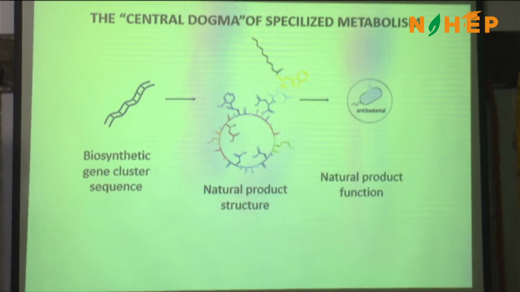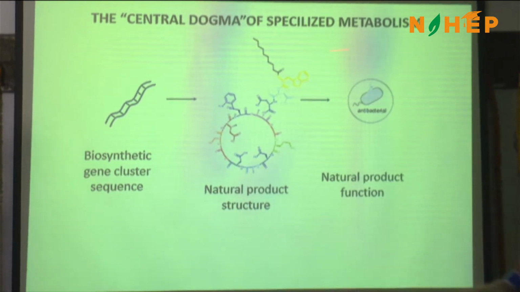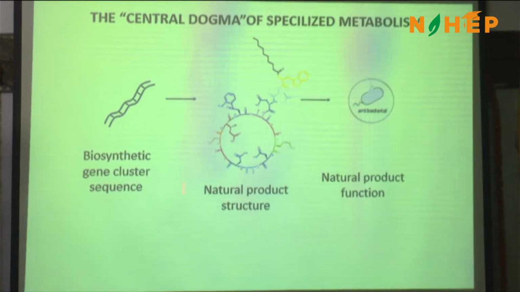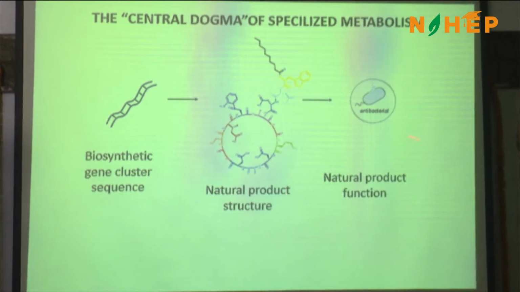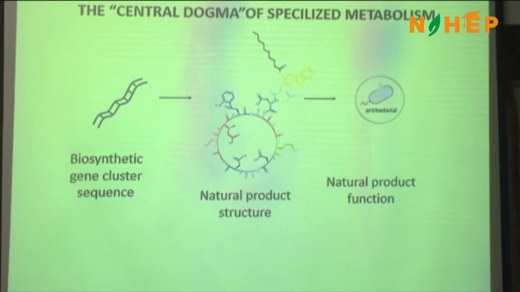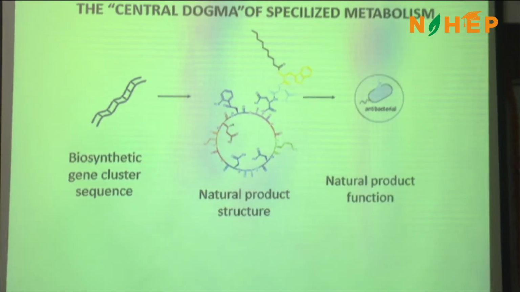So here I put again the central dogma for the specialized metabolism. We have the biosynthetic gene cluster, and if we have this cluster, we are able to synthesize this natural product, or this secondary metabolite, or antibiotic or antifungal, that we can then use to kill other targeted bacteria or fungus, etc. Okay? This is clear.